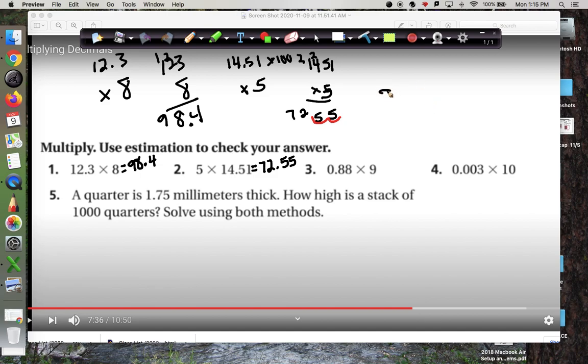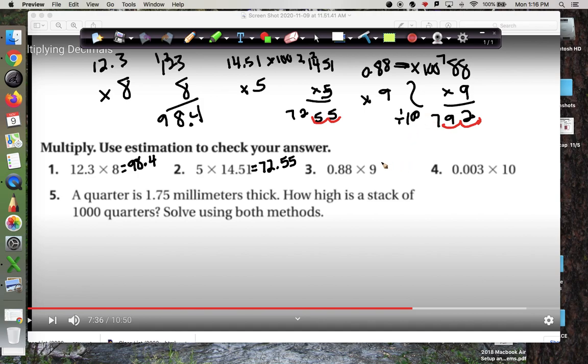Let's do 9 times 0.88. I'm going to multiply this times 100 to get 88. Times that by 9. Get 792. I multiplied by 100, so now I'm going to undo that by dividing by 100. So the decimal point is right here, so I'm going to move it. There's divided by 10, divided by 100. So this is equal to 7.92.